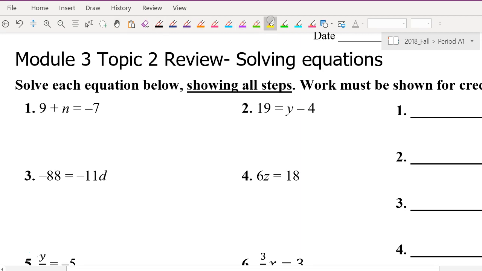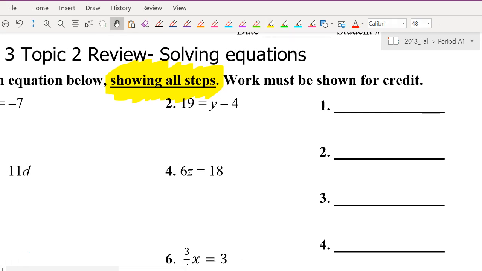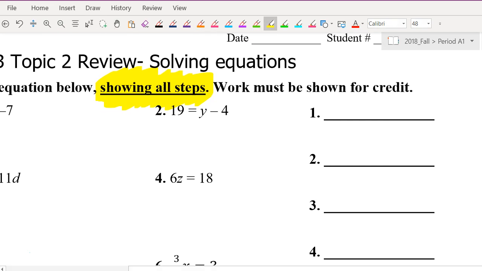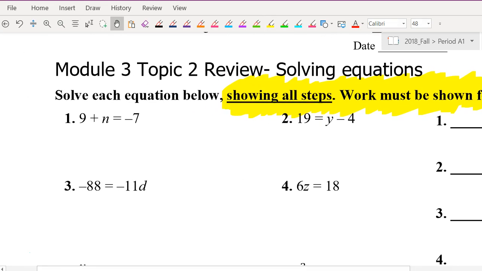Now this is the same review that other classes are getting. And it says show all steps. You will be graded on that. If you have the correct answers with no work at all, you'll get a little credit, but you will miss out on a lot of credit too. Because part of this is just learning to show your work. Okay? Before we start, let me pause it.